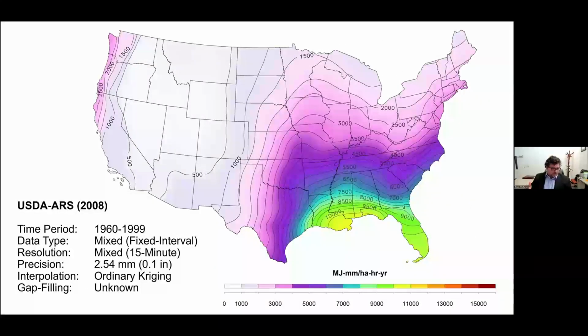Then this is the map I already showed you with RUSLE2. This is what is currently being used for conservation planning today in the United States. You can see the data type is 1960 to 1999. It is using a mixed amount of fixed interval data, but primarily 15-minute data. The data that is not 15-minute would be from 1960 to 1970, and after 1970, virtually all the data is 15-minute. The precision is a low precision, 2.54 millimeters, and it's using a not recommended version of kriging, a method of kriging that goes all the way to the coast. As you can see, you do not capture that valley issue between the mountains.